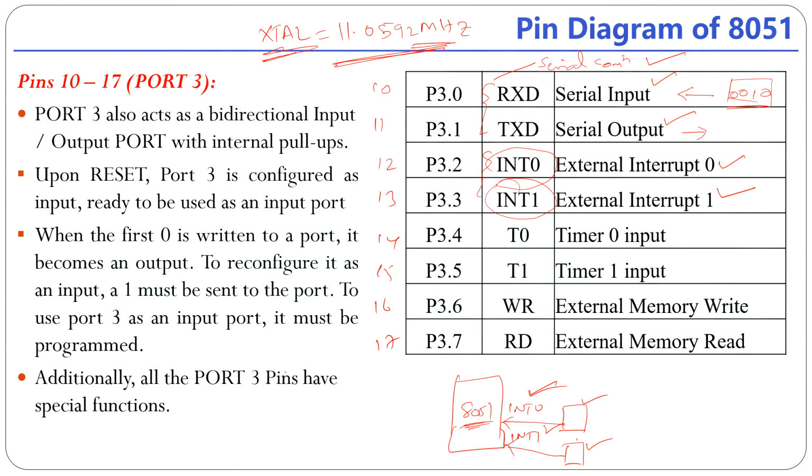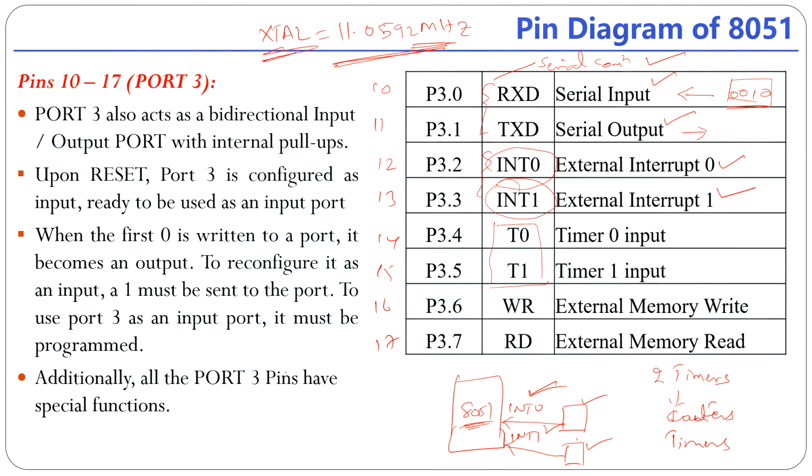And similarly, we also have two pins. These two pins are provided for counter operation. Actually, in the 8051 microcontroller, there are two timers available. These can be programmed to operate as either counters or timers.